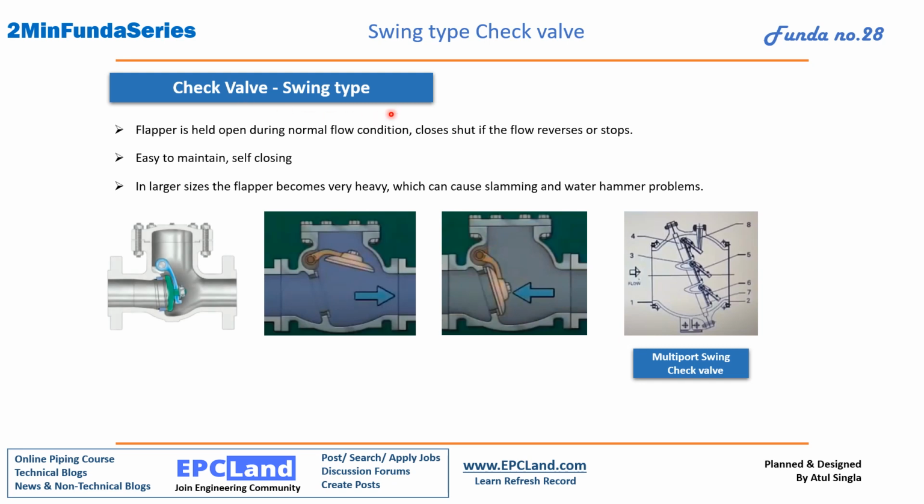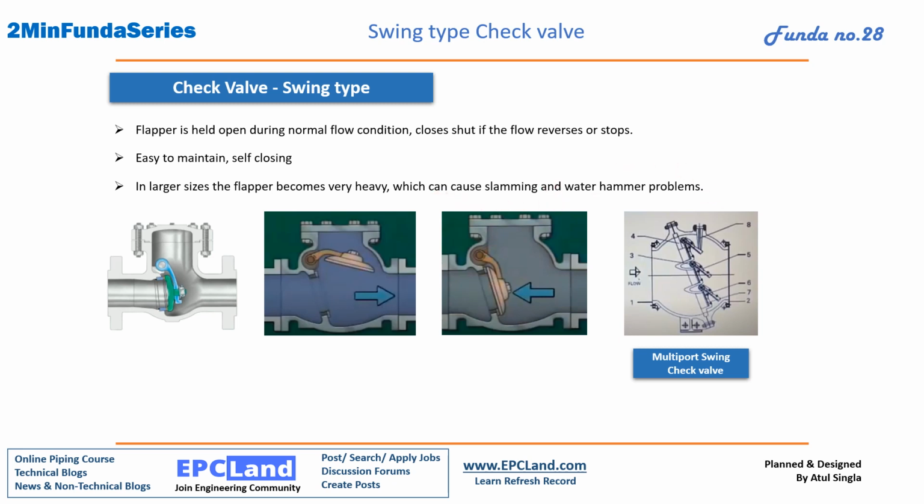This one is swing type check valves. If you see, the flapper is held open during normal flow condition, and closes shut if the flow reverses or stops. Easy to maintain, self closing. In larger sizes, the flapper becomes very heavy, which can cause slamming and water hammering problems.